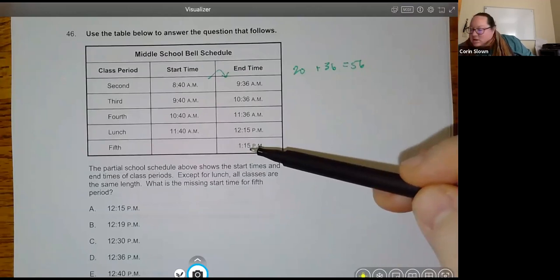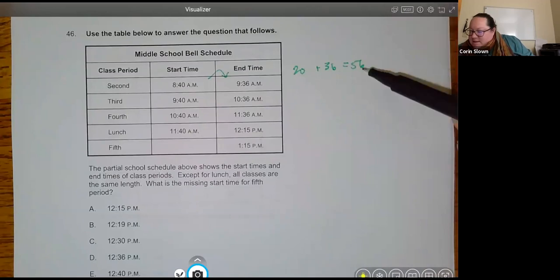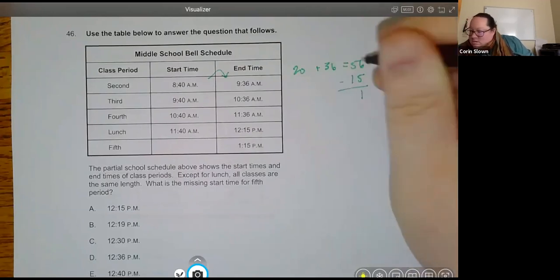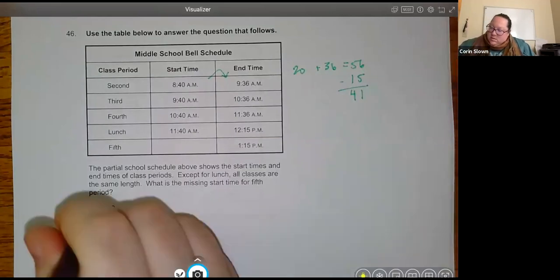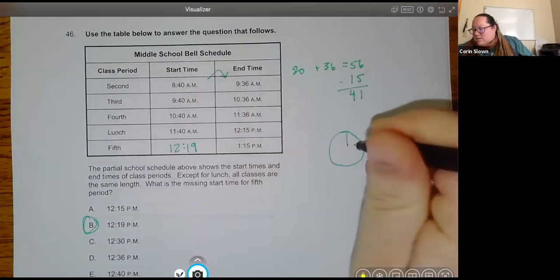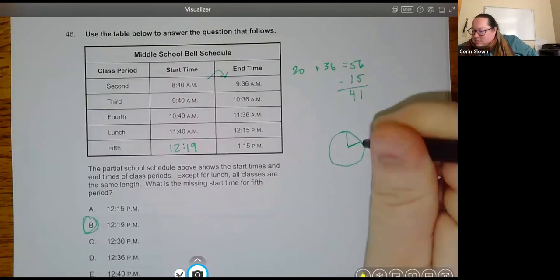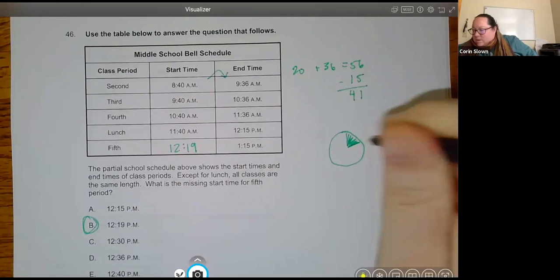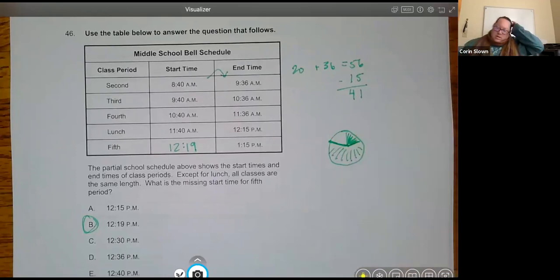Okay, well, let's figure it out. So if I think about my start time, 56 minutes. So I need to go 56 minus 15. That's 41 minutes. So that means that my start time must be 12:19. Because if I think about a clock, if 12:15 is the start, we're already 15 minutes in. So in order to get to the end time of 1:15, that's my 1:15 mark, and then I work backwards to get the remainder of the time for the 56 minutes. So that's one way you can solve this problem.